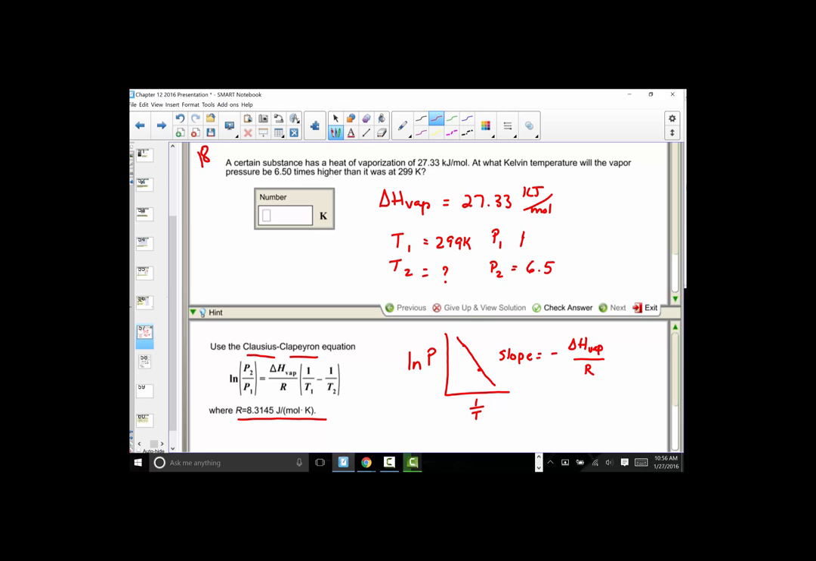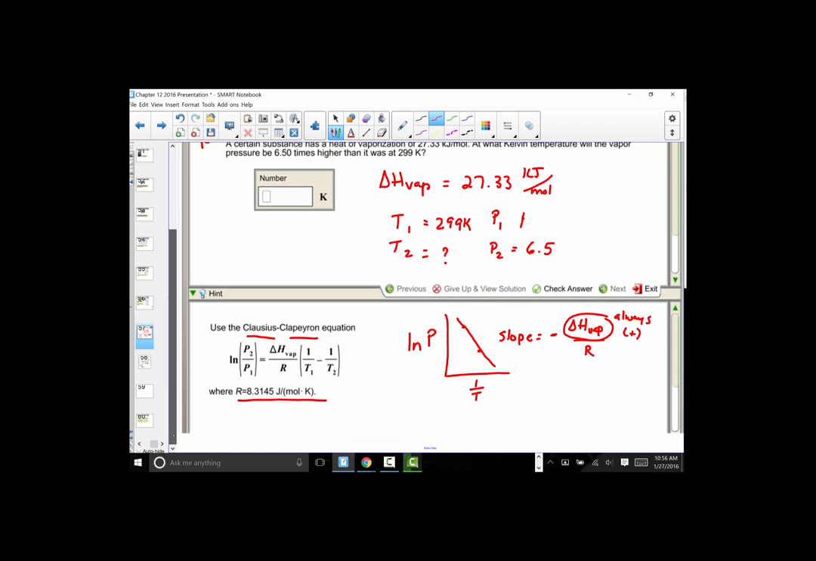Given any 2 points, the slope of the line, notice that the slope is negative. That's why we have the negative here, because this value is always positive. So it's really just turning into a plug and chug type of formula. So let's take that one step at a time. We have the natural log of the ratio of P2 over P1. There's no units, but that's okay. As long as they're the same units, this ratio works just fine. 6.5 compared to 1 is showing a pressure that is 6.5 times larger than the original.